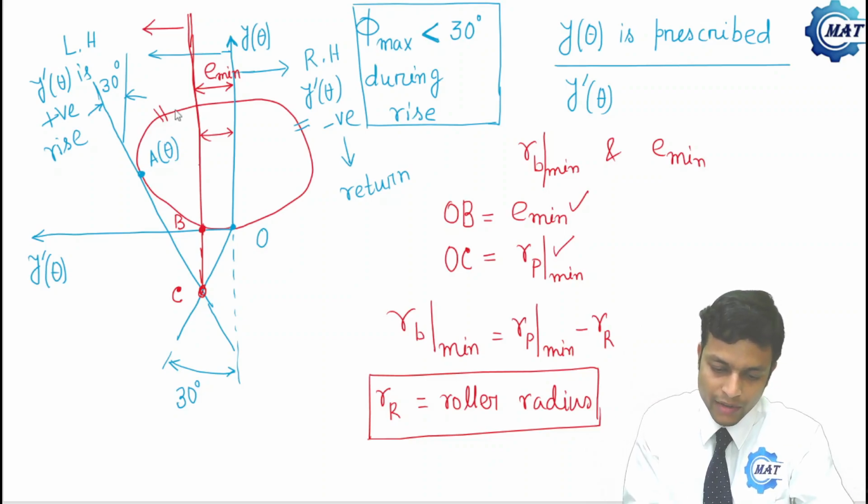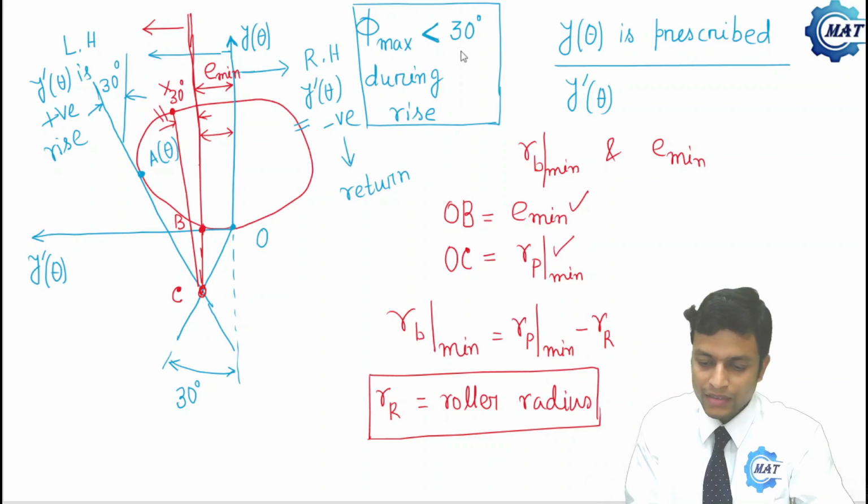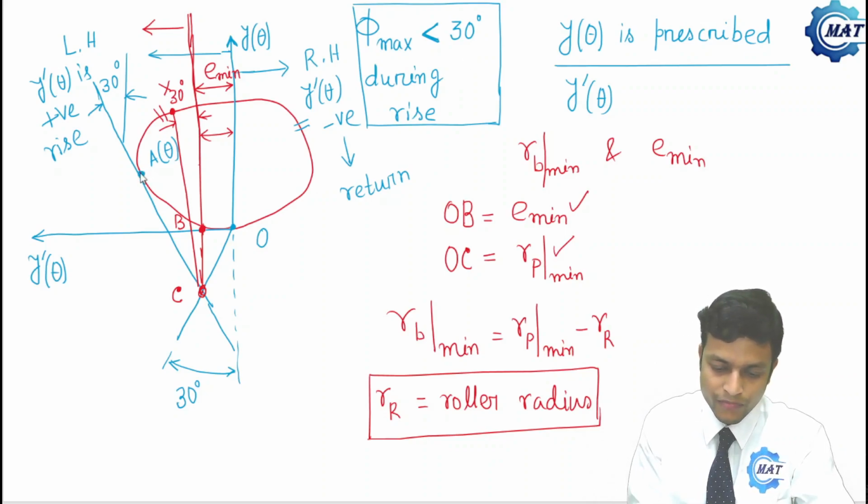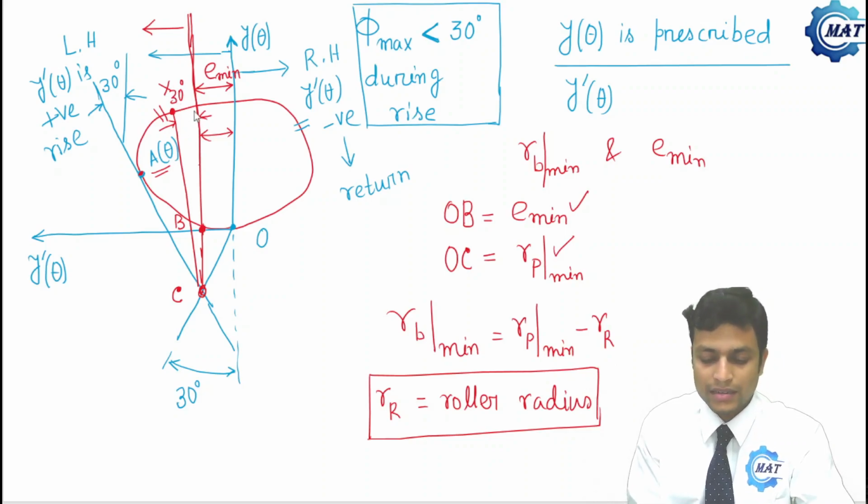If we join any point, say this is any point x, to C or any other point on this curve, that will make an angle below 30 degrees to the vertical. That satisfies that phi max is less than 30 degrees. Here phi is max at point A, and that is equal to 30 degrees. At any other point, say x, phi is less than 30 degrees.